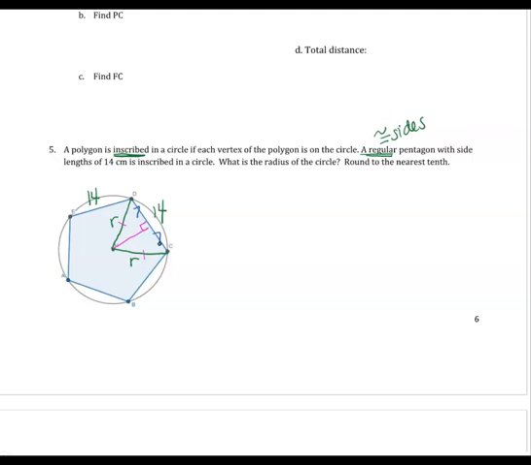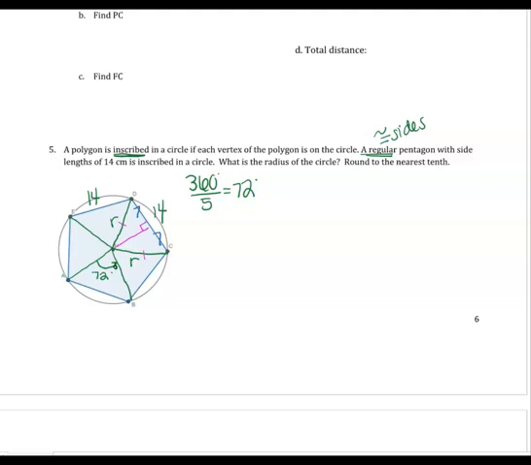Now, we're also missing some information about angles. So, let's think about this for a second. If this is a pentagon, meaning 5 sides, there's technically 5 triangle slices here, okay? If you have 360 degrees in a circle and you divide that by 5, that gives you 72 degrees. So that means this little angle right in here is 72 degrees.